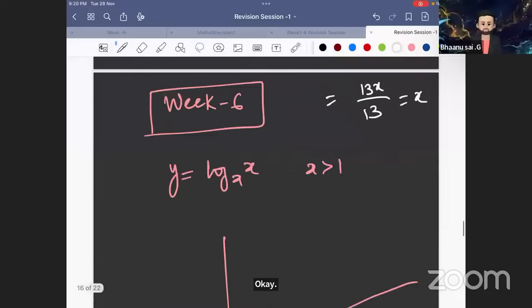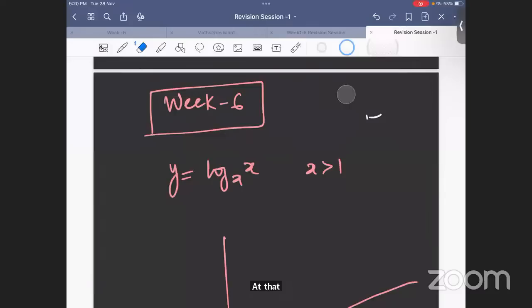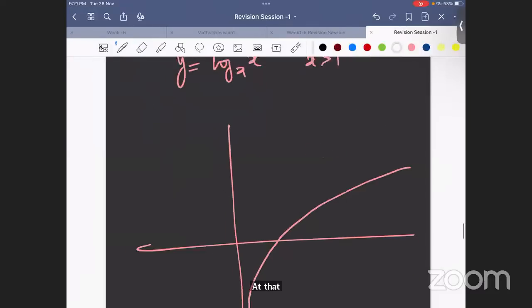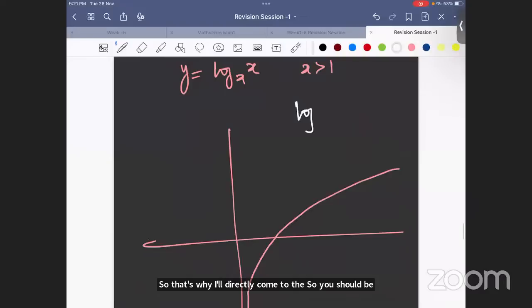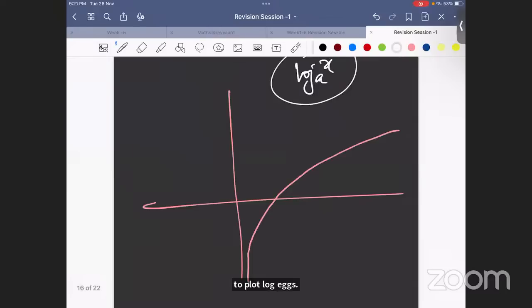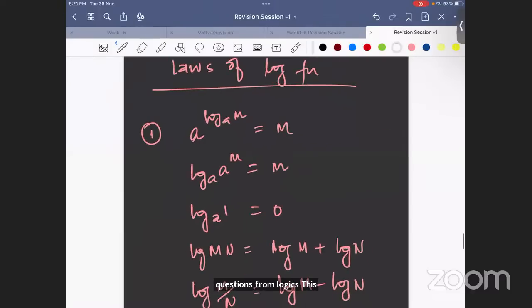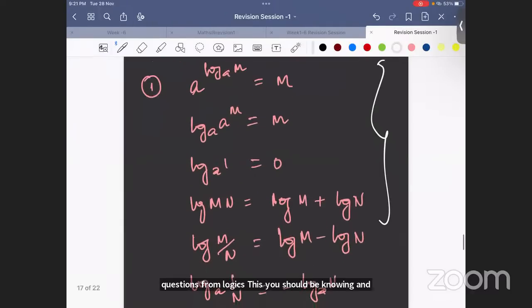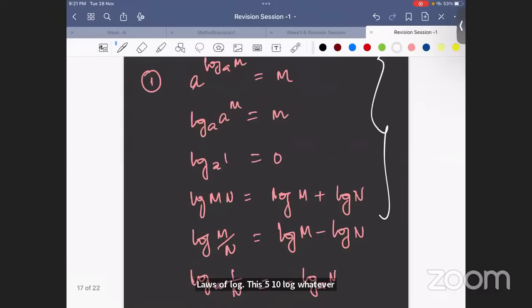Let's come to the 6th week. In the 6th week, there is not much concept to be discussed, so I'll directly come to the questions. You should know log ax; you are already aware of how to plot it. If you don't know, you should know the plot of log x, as many questions can be given from log x. Everybody is aware of the laws of log, and you should know them. There won't be any question directly, but you will be given equations where you have to use these forms.